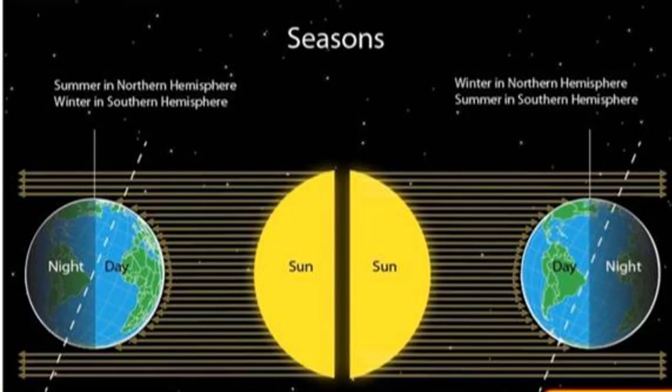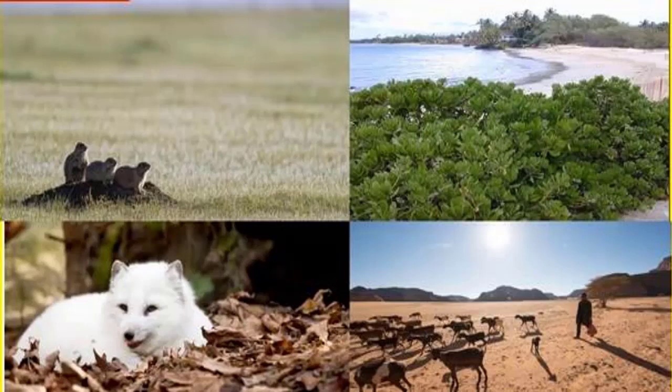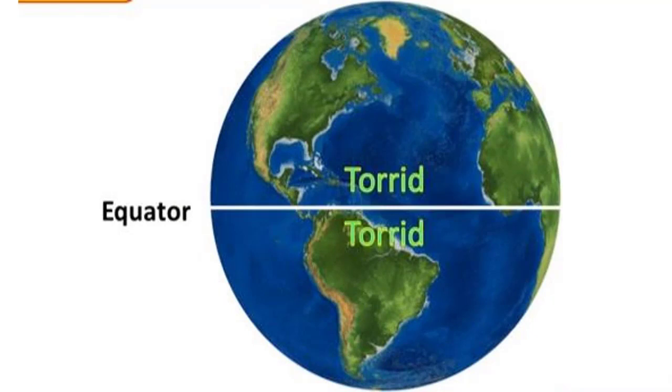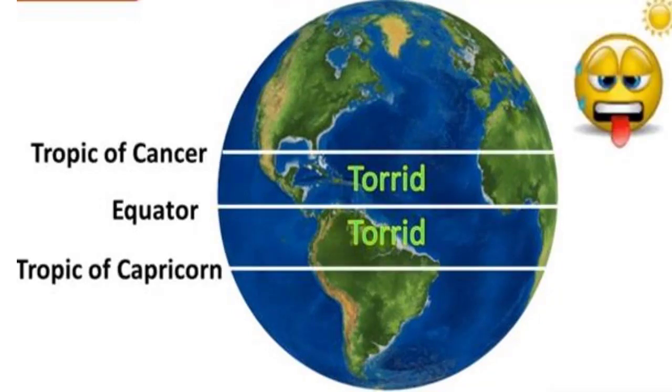The climate in the temperature zones has an impact on the natural vegetation as well as the animal life of the zone. It also affects the lives of the people who live there. The 3 temperature zones are as follows. The torrid. Torrid means very hot or hot zone between the Tropic of Cancer and the Tropic of Capricorn.